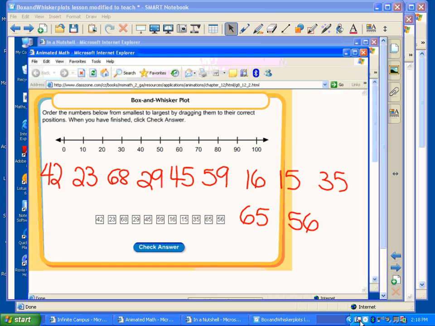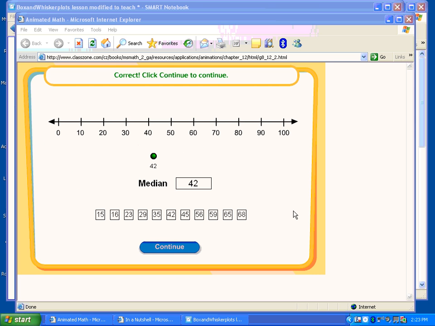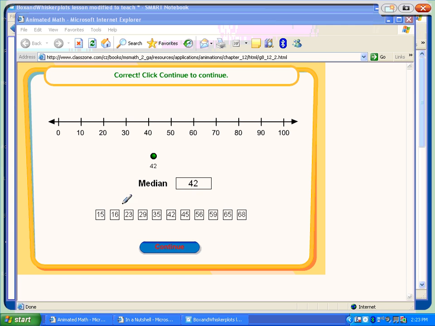Okay, coming home. Okay, so we got them in order from least to greatest. Jose went up and gave us our median, okay? How many numbers are there?